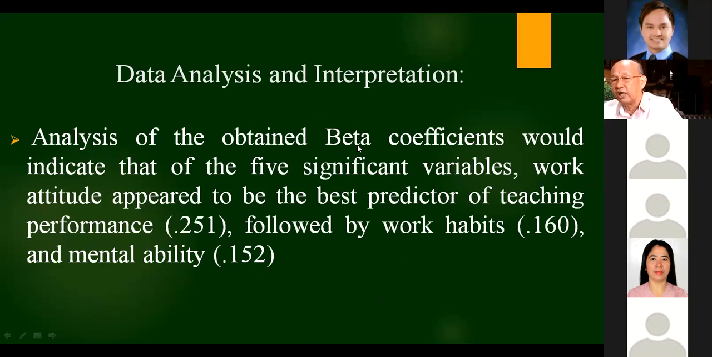Analysis of the obtained beta coefficients would indicate that of the 5 significant variables, work attitude appeared to be the best predictor of teaching performance. Beta is equal to 0.251, followed by work habits, beta equals 0.160, and mental ability, beta weight is equal to 0.152. So that completes the analysis of Table 2. Let's go to Table 3.